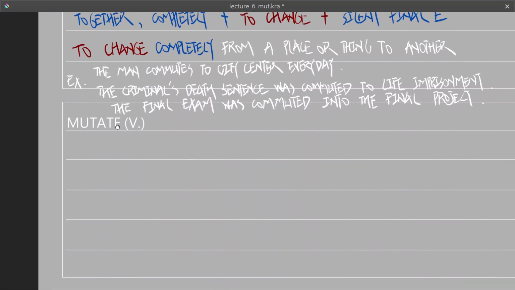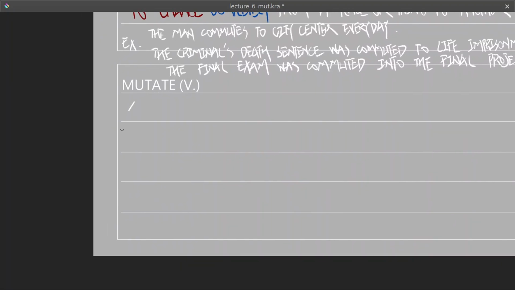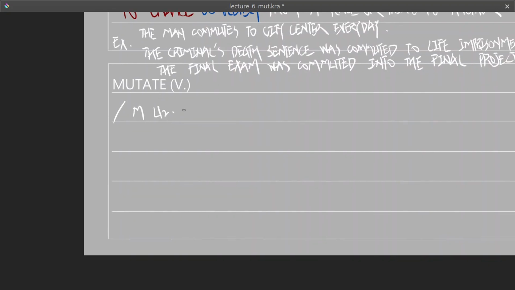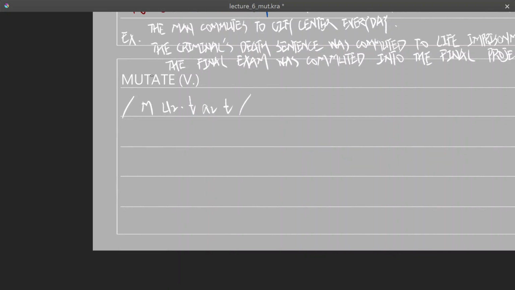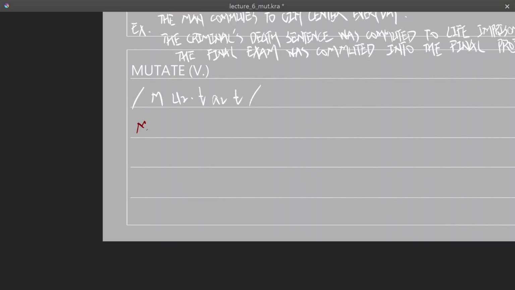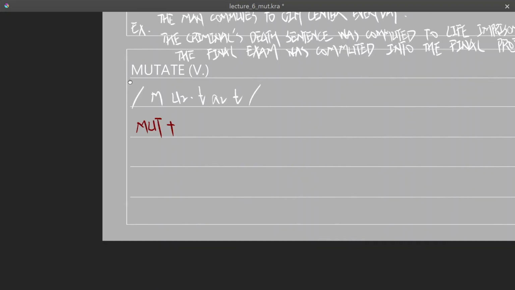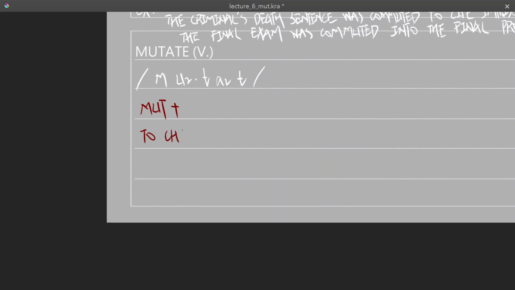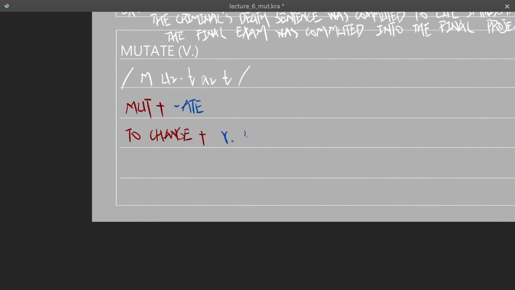Right, next. Mutate. Cool. So this one is mutate. That's the root mut, meaning to change, followed by the verb suffix ate.